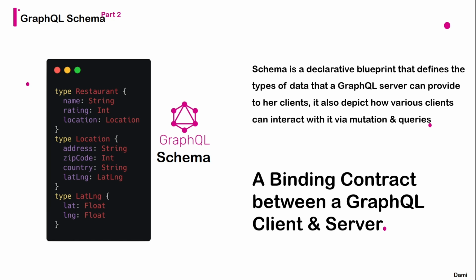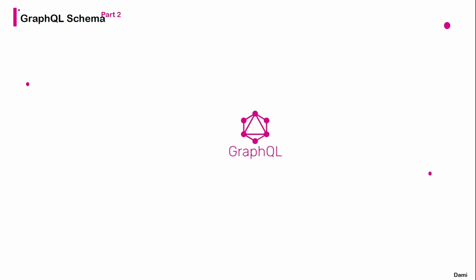So, having understood what a schema is, let's take a look at a real life scenario and what a schema would look like. So let's say we are asked to build a GraphQL server for a to-do application, at least way better than a Hello World.